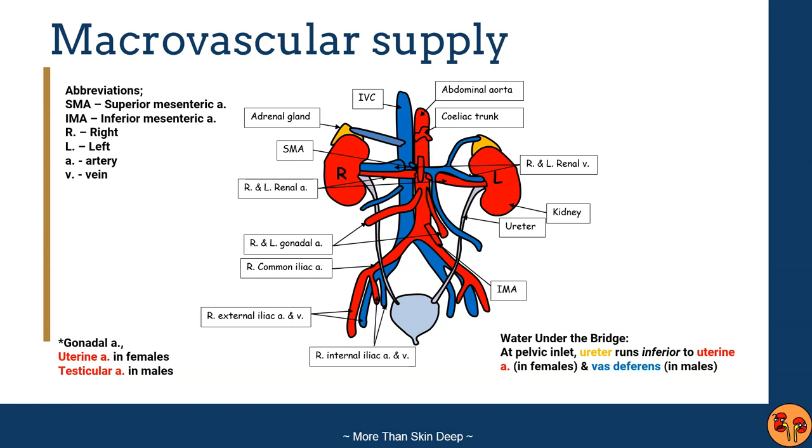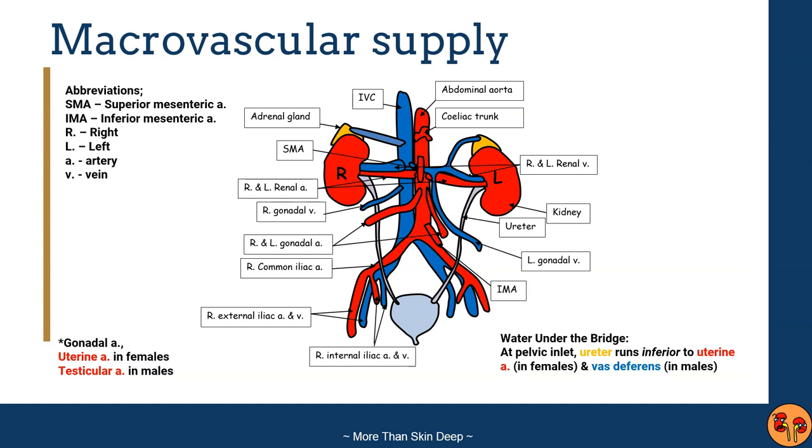Although the right and left gonadal arteries originate from the abdominal aorta, the same cannot be said for the left and right gonadal veins. The right gonadal vein originates from the inferior vena cava, however the left gonadal vein originates directly from the left renal vein.